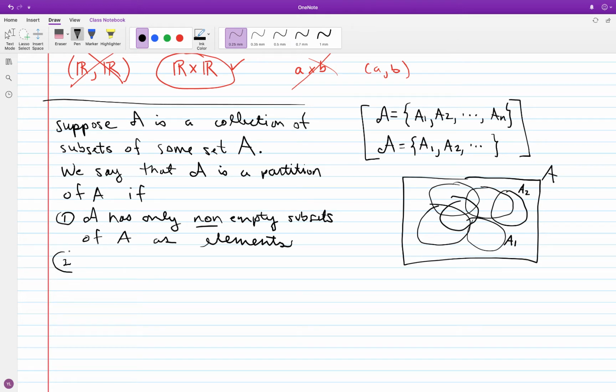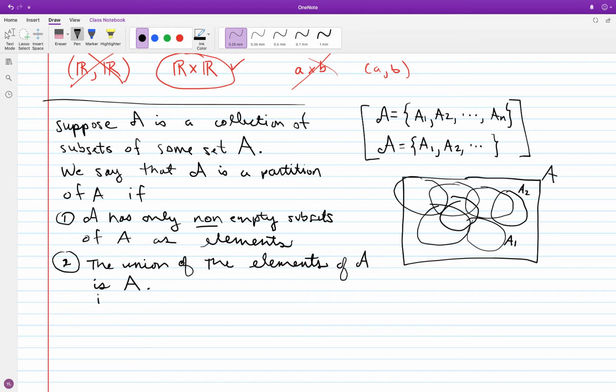Okay, secondly, the members of curly A in some sense cover all of A. Like if you were to draw the Venn diagram, they completely color in all of A. So one way to say it is the union of the elements of curly A is all of the set A.